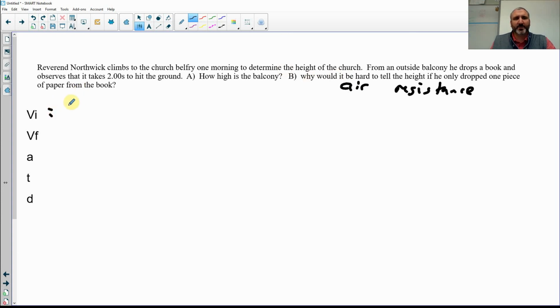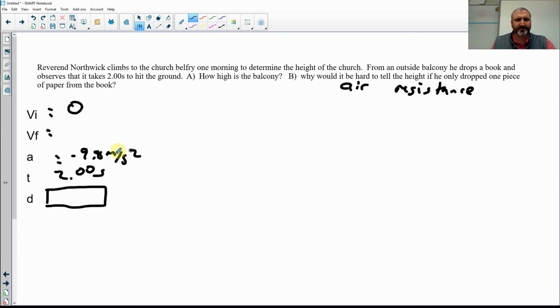We know again we're dropping something, so the initial velocity is 0. We are looking for how high the balcony is, so we're looking for the D. We know the time it takes is 2 seconds. The acceleration for something that's dropped is negative 9.8 meters per second squared. And the VF we're not asked about. So we need VI, A, T, and D. I'm going to say the best bet is going to be, once again, D equals VIT plus 1/2 AT squared.